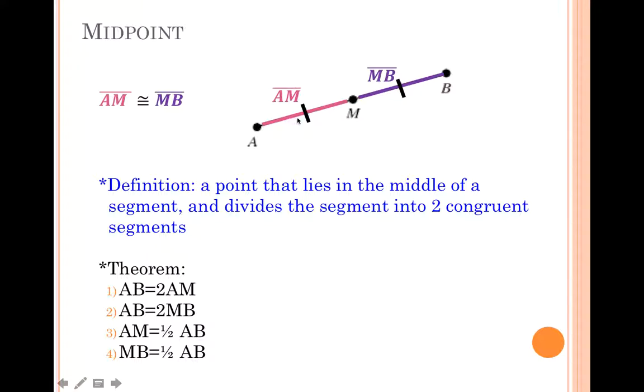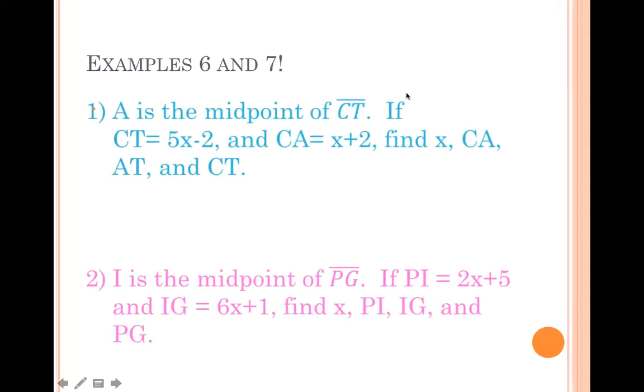So if we start with one of the little segments, the segment that starts at A and goes to M, so starts at the endpoint and goes to the midpoint, in order to get the length of this segment, we'd have to half the length of the entire segment. Same with the other one. This length right here, if you take the entire segment and half it, you should get this length. So there's 2 different ways to look at that, which is kind of cool.